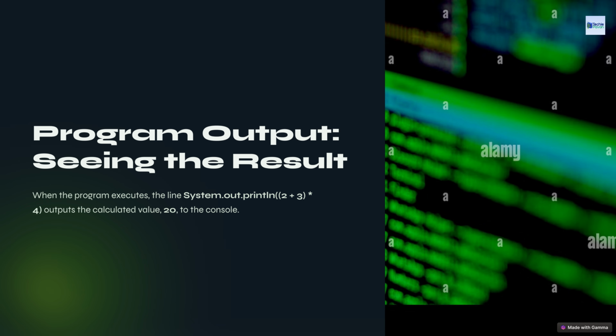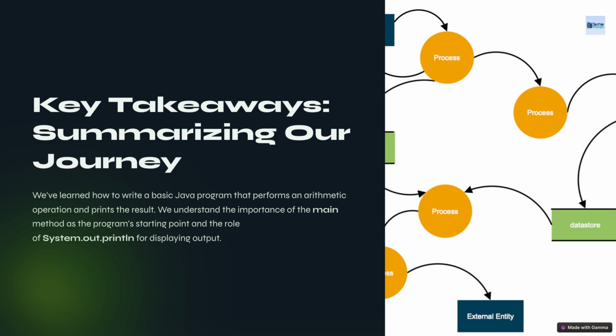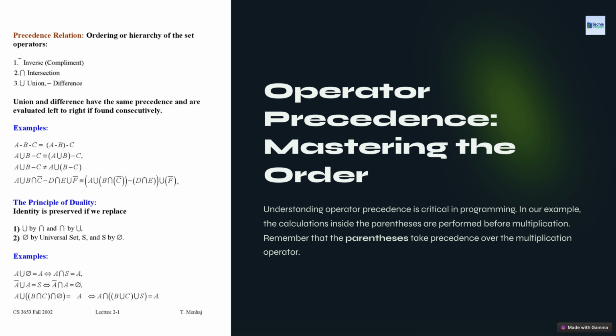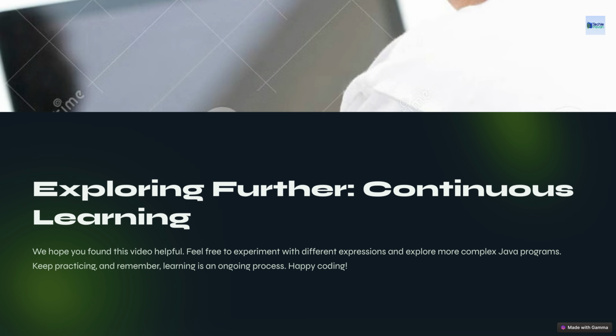In summary, we have learned how to write a simple Java program that performs an arithmetic operation and outputs the result. Understanding operator precedence is crucial. In this case, parentheses take precedence over multiplication.